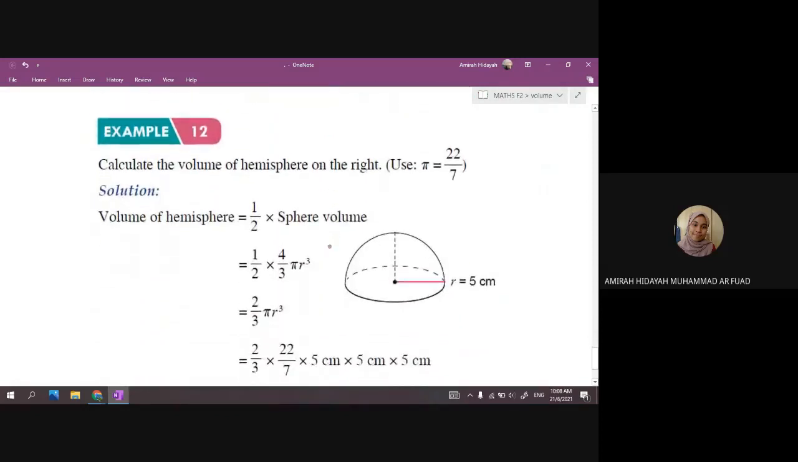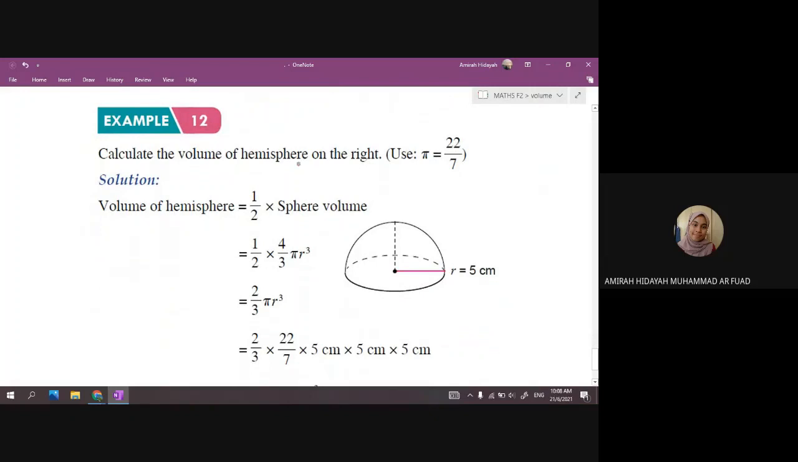Okay, and then the last example is to calculate the volume of hemisphere. Okay, so volume of hemisphere formula dia adalah 1/2 times sphere volume. So separuh daripada sphere tu. Okay, ni kan sphere. Hemisphere kan. Right. So hemisphere adalah separuh daripada sphere kan. So that's why 1/2 times sphere volume. Sebab dia separuh daripada sphere. So 1/2 times sphere volume.